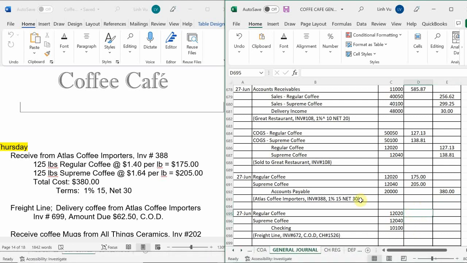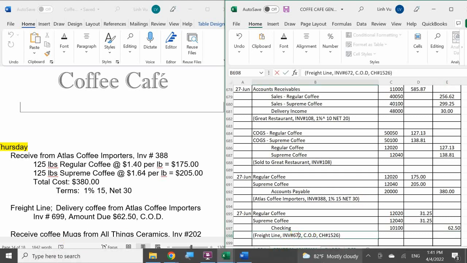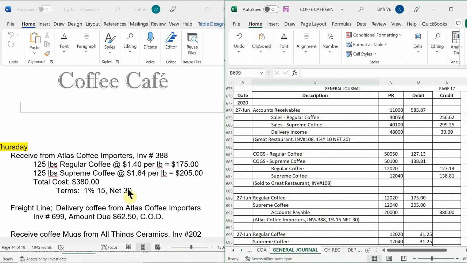Okay, how much to regular coffee for the freight? $31.25 to give you a grand total of $62.50. All right, make your adjustments here. This is invoice number 699. Okay, and we need to cut our check.